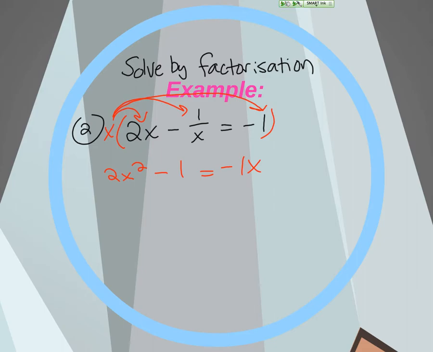Now that we've got this, it's looking a little bit more like a quadratic, right? I got an x squared, I got an x, I got a number. So we want to make it equal to 0. So I'm going to bring this 1x over. I'm going to put it right in the middle so it's in descending order. So I have 2x squared plus 1x minus 1 equals 0.